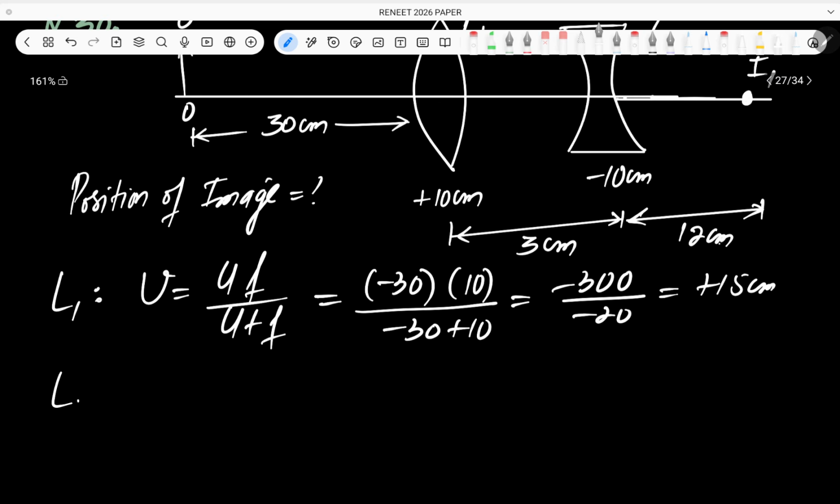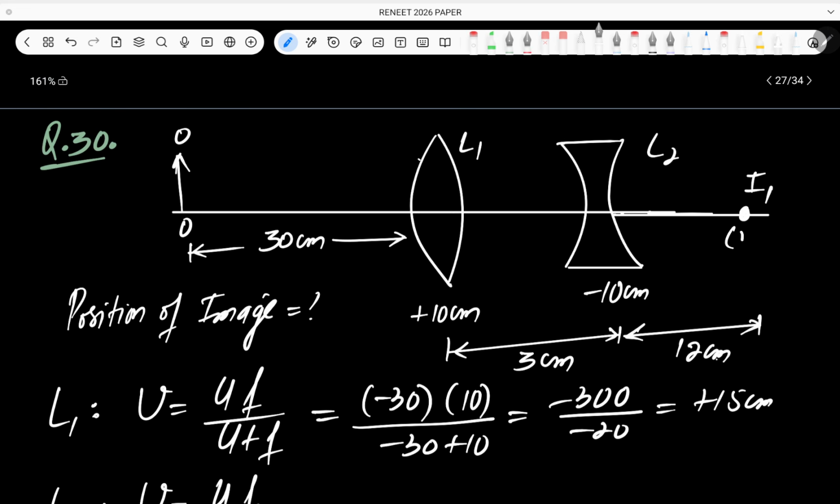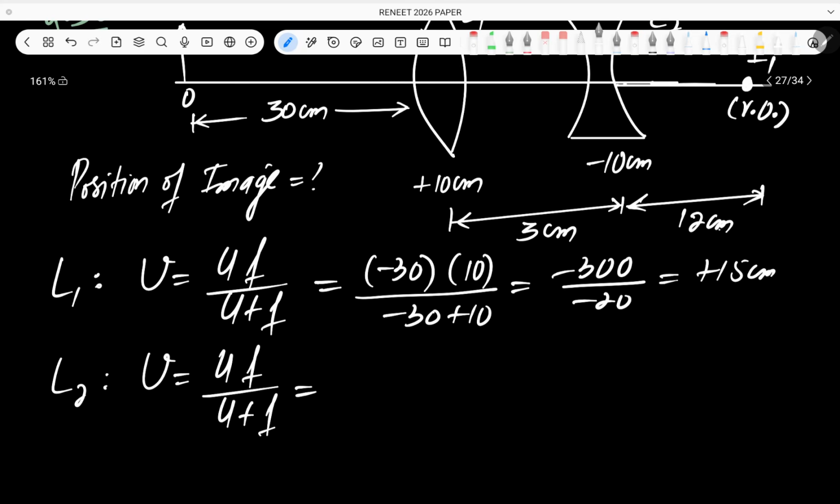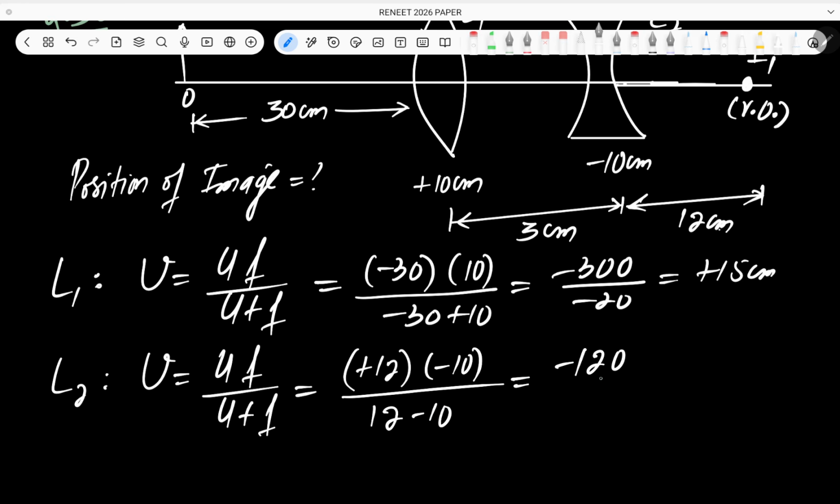All right, now for the lens L2, we will again use UF divided by U plus F. All right, so ये जो image है बेटा, it will be a virtual object for the lens L2. So the image distance here I will take not minus 12 but plus 12, so it is plus 12 multiplied with the focal length of this concave lens, minus 10, divided by 12 minus 10. It is equal to minus 120 divided by 2, so it is equal to minus 60 centimeters.